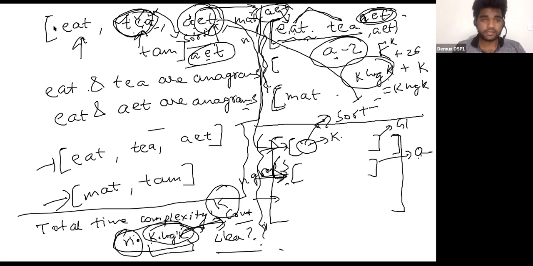So the question is telling that you have to group all the anagrams together. Anagrams are basically strings with the same characters. It's just that the order of the characters may be different. So you have to put all the anagrams together. These are anagrams, so you will put them together in one group. MAT and TAM is an anagram, so both are anagrams, and you will put them together in one group.